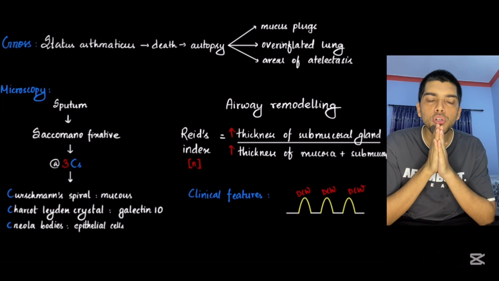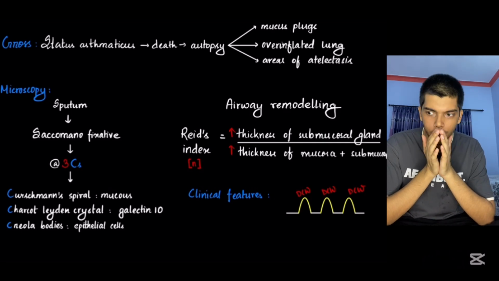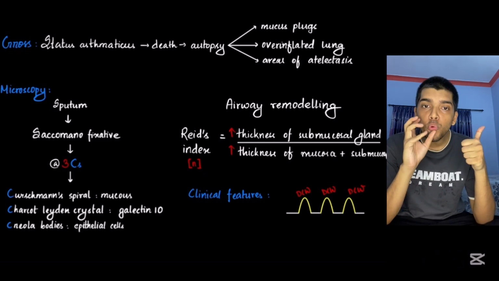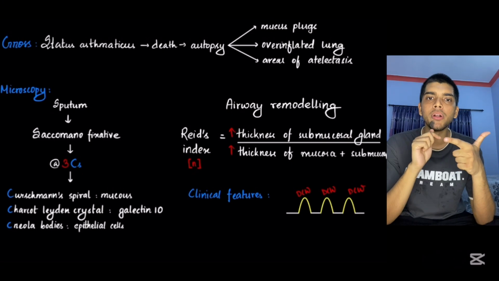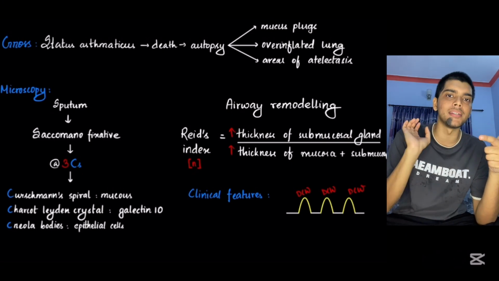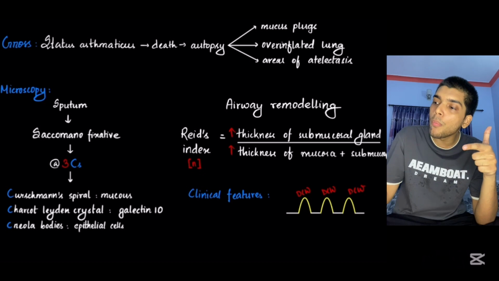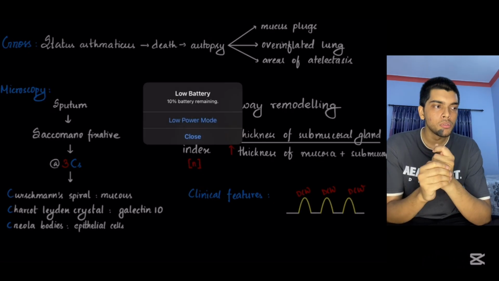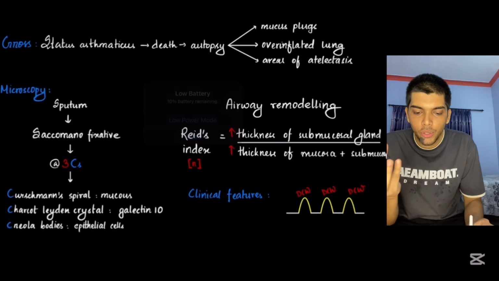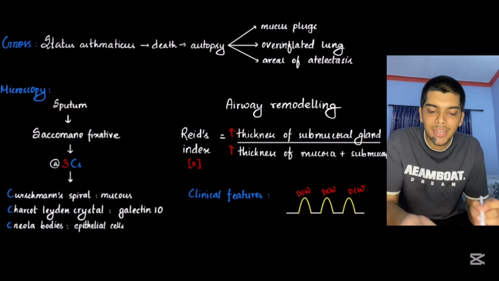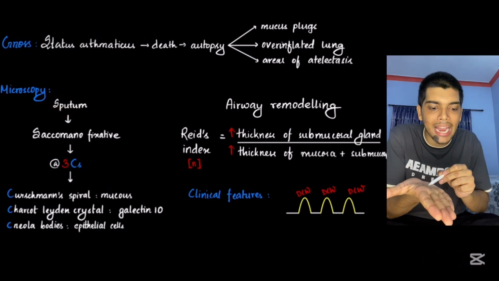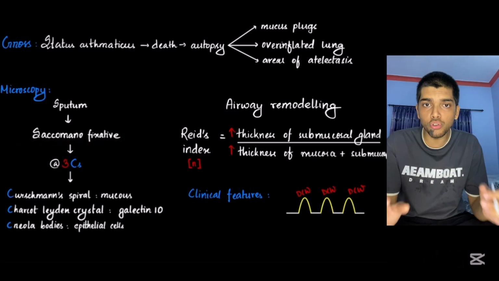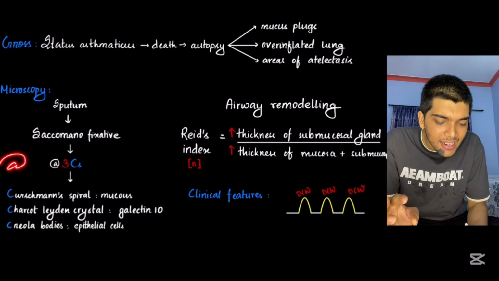Microscopy. Now, microscopy is really important from pathology point of view, and there are two microscopies that you need to know. Number 1, the microscopy of the sputum that gets coughed out. And number 2, the microscopy of the trachea or the bronchi itself. First, the microscopy of the sputum. You have the sputum sample, which is fixed on a slide using Saccomanno fixative. Upon looking at it under a microscope, you can see 3 C's.